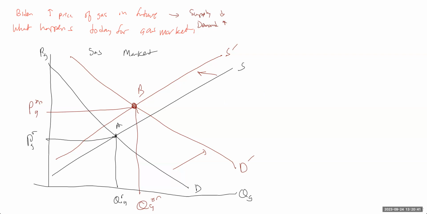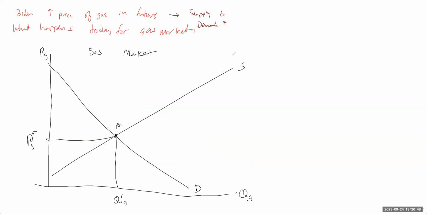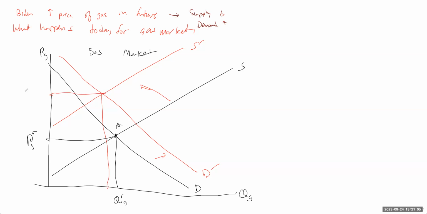Some of you guys might have said the following. Well, you know what? I think the supply effect is massive and the demand effect is not that massive. Maybe you draw it like this. And now what do we see? Price goes up, but the amount being bought and sold falls.